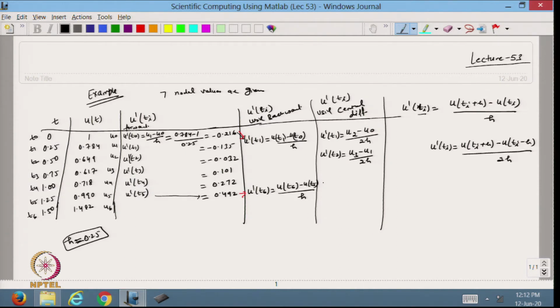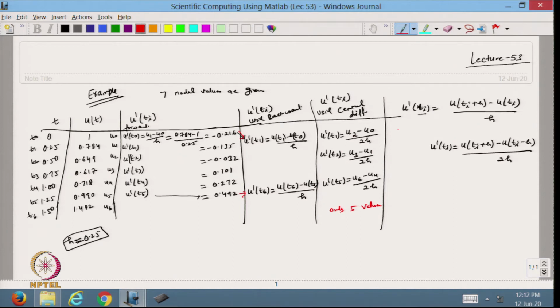So I can go up to u dash T5, because it will be equal to u6 minus u4 by 2h, and that's it. So in this case, when I was applying the forward method, I was able to take the derivative, the value of this function, at 6 places. With the backward also I have the 6 values, but using the central values we have only 5 values. So I don't know what is the value of u dash at T0 and u dash at T6.